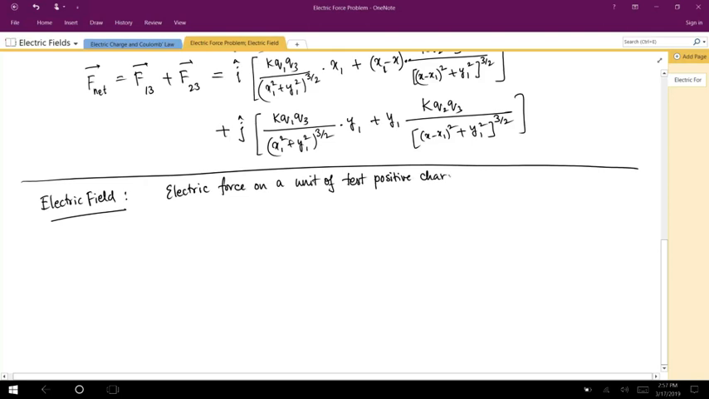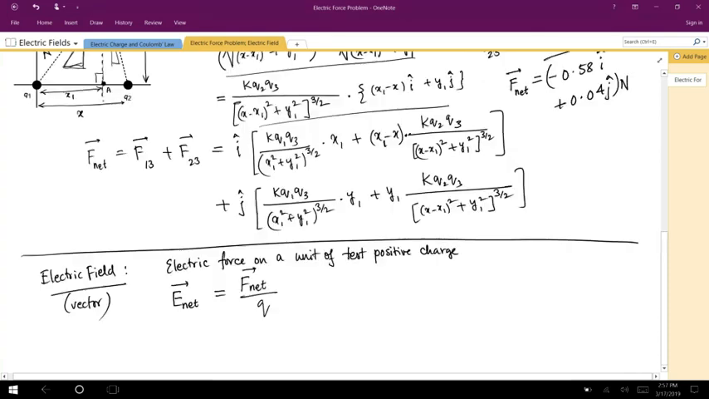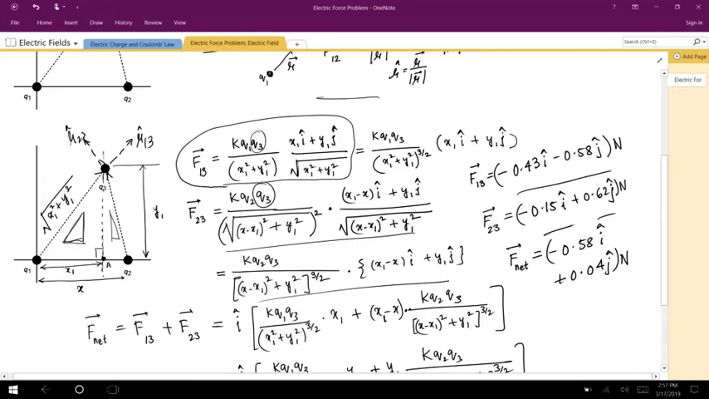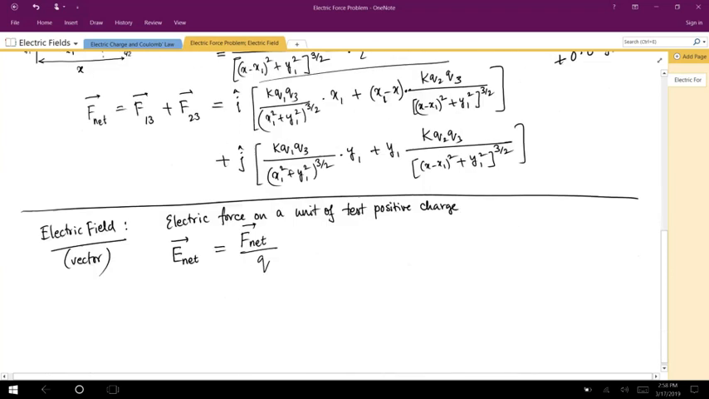So in other words, if I wanted to find the E net, electric field will be represented by a capital E with a vector sign. It's a vector. Electric field is a vector. So this electric field is nothing but E net equal to F net divided by the charge that is feeling this F net. In this particular case, F net is being felt by Q3, so the electric field at 3 due to 1 and 2 is just this F net divided by Q3.